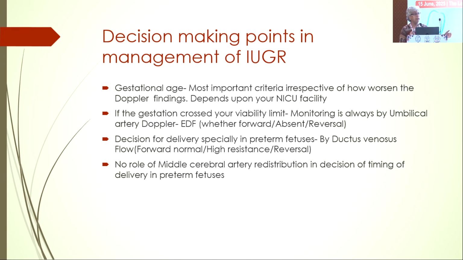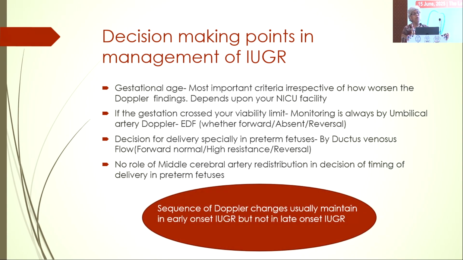If gestation has crossed our viability limit, then monitoring is always with the umbilical artery Doppler, whether it is high resistance, absent or reversed. The decision for delivery, especially in preterm fetuses, is dictated by the ductus venosus Doppler, and there is no role of middle cerebral artery redistribution in making the decision for delivery, particularly in early onset IUGR. In early onset IUGR, they usually follow the pattern sequence, but this is not true if early onset IUGR is complicated by PIH.